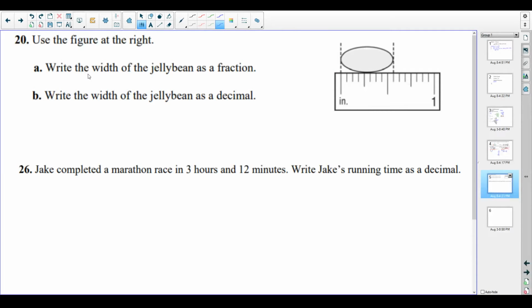So use this figure at the right. Write the width of the jelly bean as a fraction, and then as a decimal. So this involves knowing how to read a ruler, which is a struggle. So we can start off practicing how to read a ruler by counting how many little notches there are between where we started and where we ended.